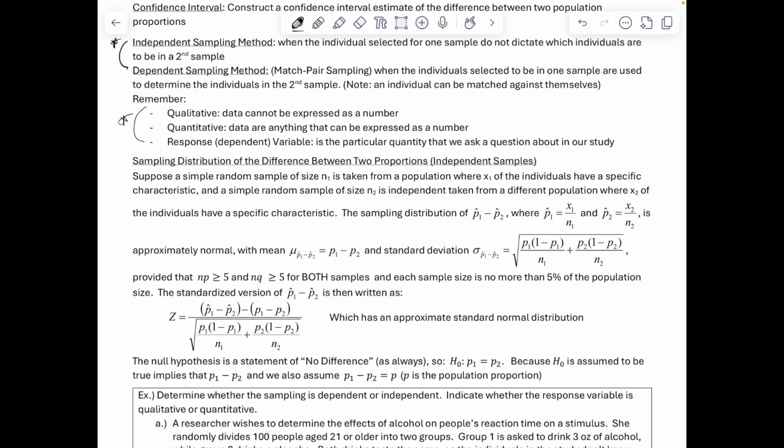And then some more words here that we've seen previously, just to review. We have qualitative and quantitative data. Qualitative data cannot be expressed as a number, whereas quantitative data is anything that can be expressed as a number. A response or dependent variable is a particular quantity that we are asked a question about in our study.